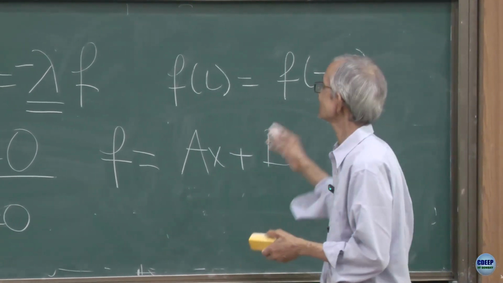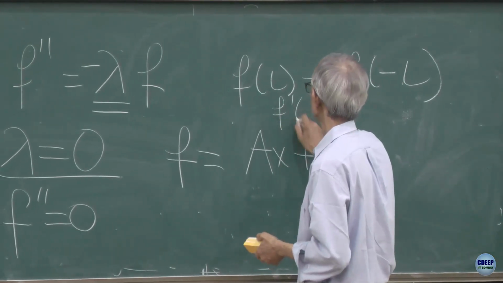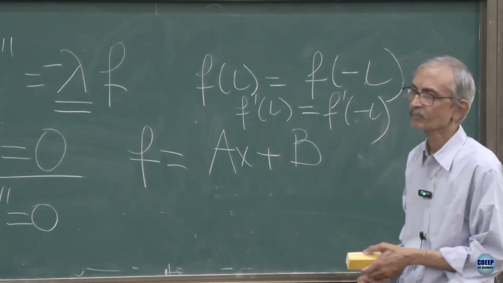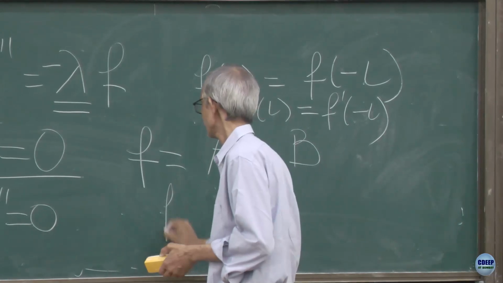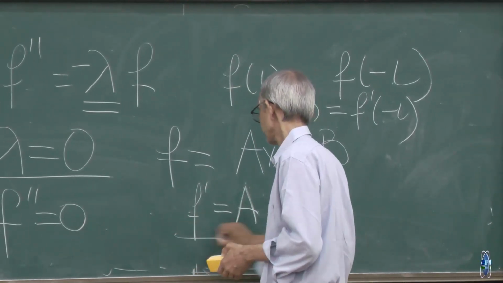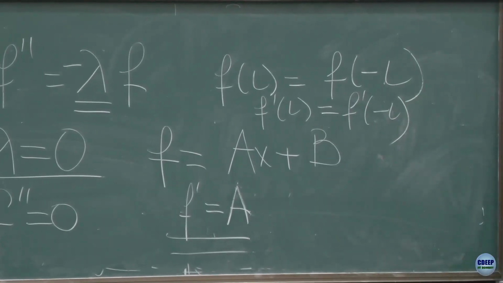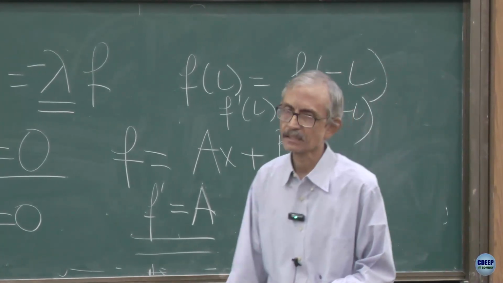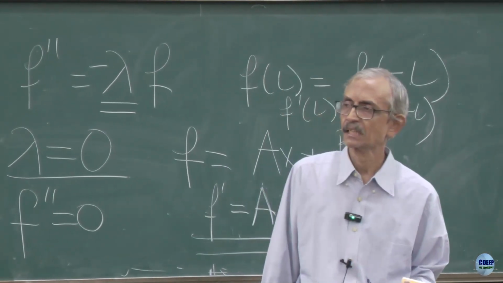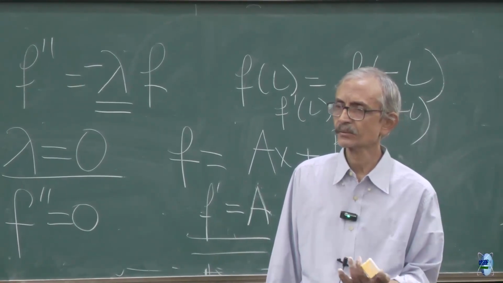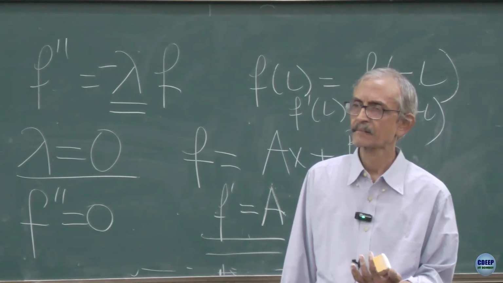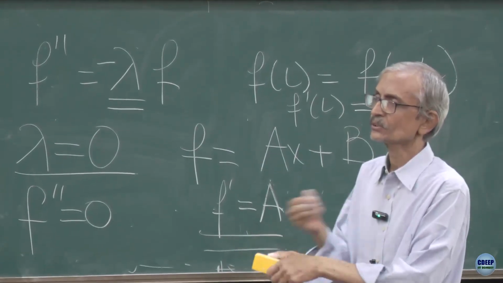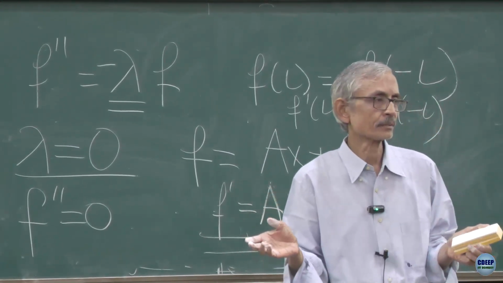What about the second condition, which is f prime at L is equal to f prime at minus L? What is f prime? f prime is equal to A. And we are saying f prime at L is equal to f prime at minus L. What can I therefore say about A? A is 0. Always in the past it was a happy situation. A was 0, B was 0. So lambda equal to 0 had to be thrown out.